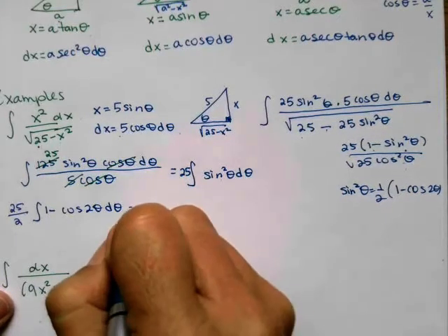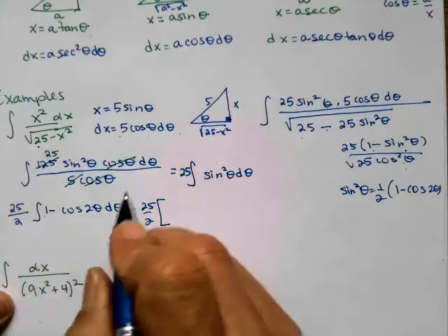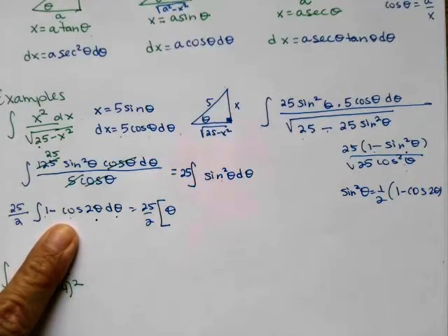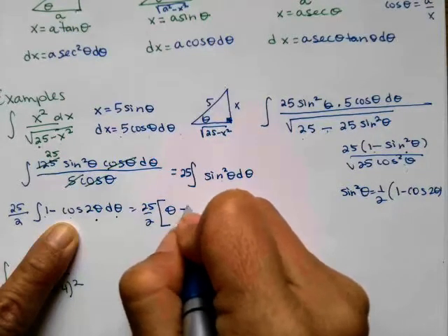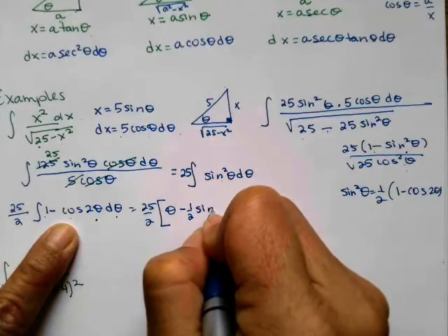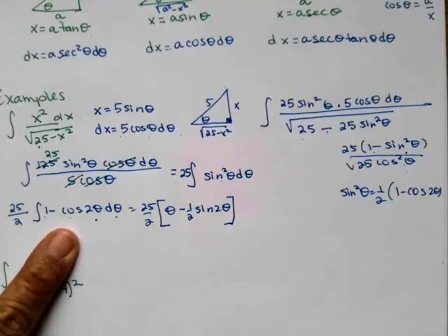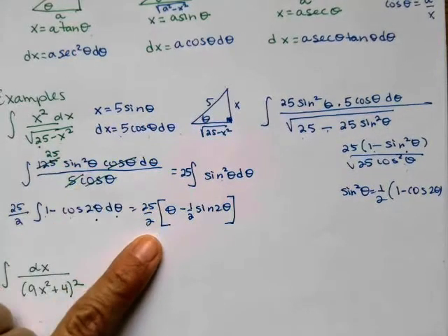So here we go. 25 halves. Integrating 1 with respect to theta is just theta. And integrating negative cosine 2 theta, I'm going to do my little u sub on the fly there because I have a 2 theta, not just a theta. So I'll have an extra half out in front. So minus 1/2 sine 2 theta. And we're done. We have the antiderivative. And we could be all the way done except, right, we were asked to integrate with respect to x. We've got thetas here. So now we have to get back to x's.